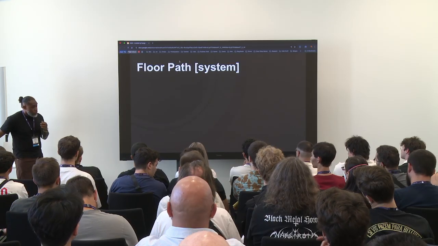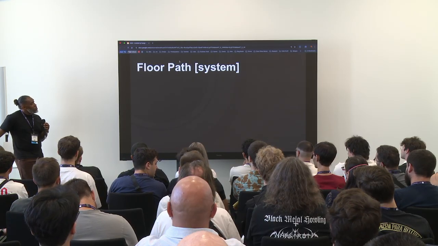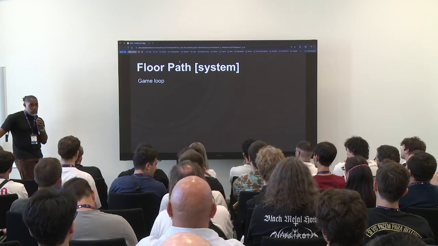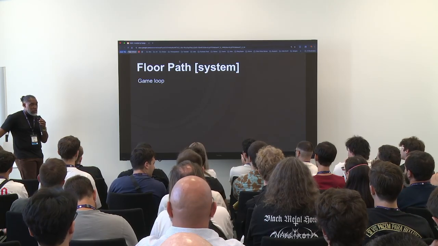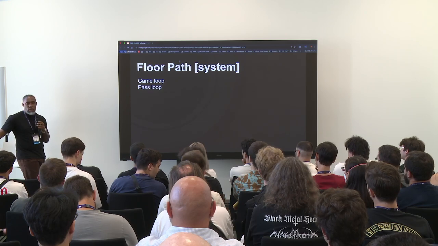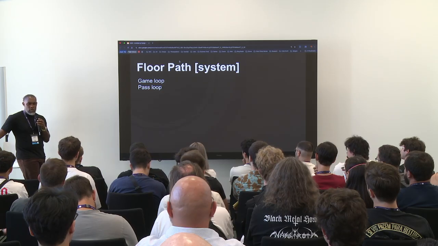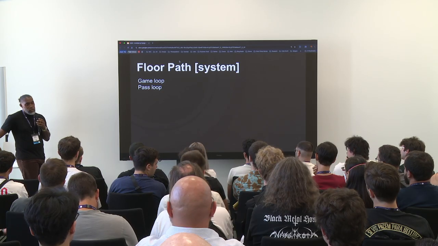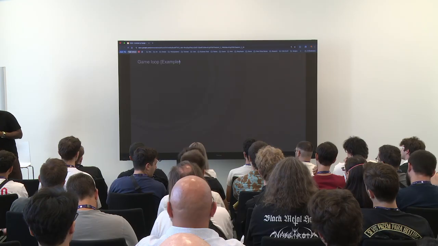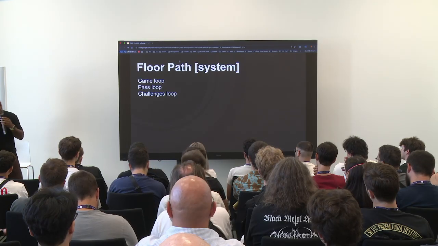The flow path, rather, as a system. I categorize the game loop. Is anybody familiar with game loops? A couple of nods here, okay. The pass loop, think Rocket Pass or Game Pass or any of those passes. Every game has a pass. I don't know what they're called, but they're all called passes. The pass loop, and the challenges loop.